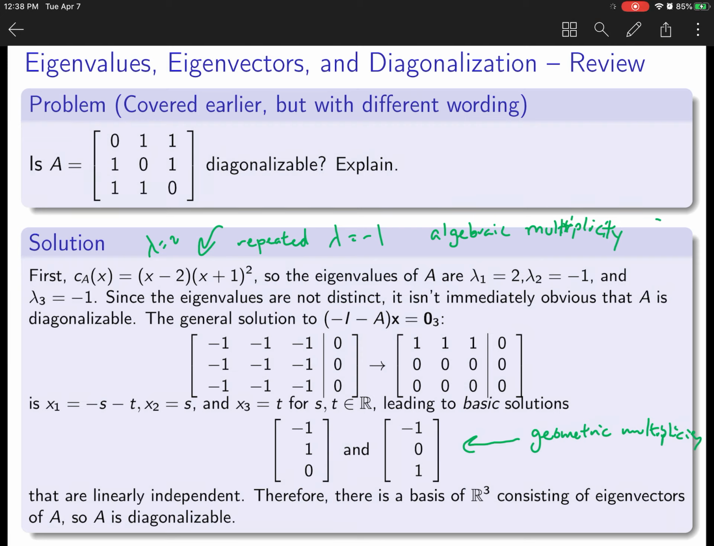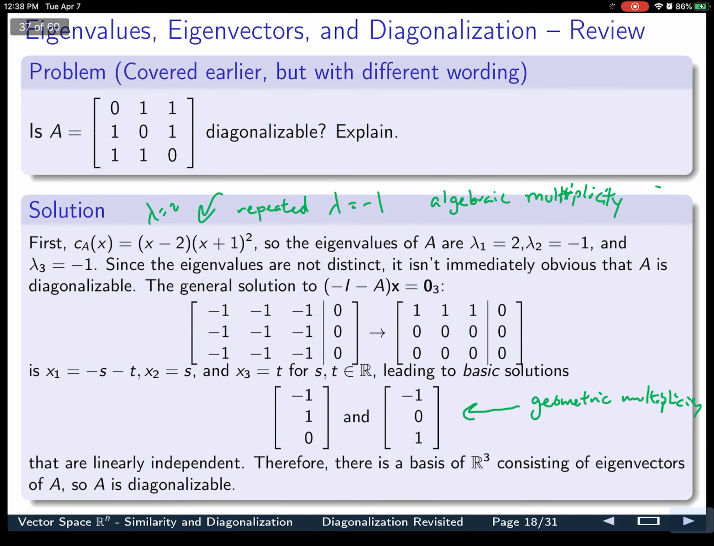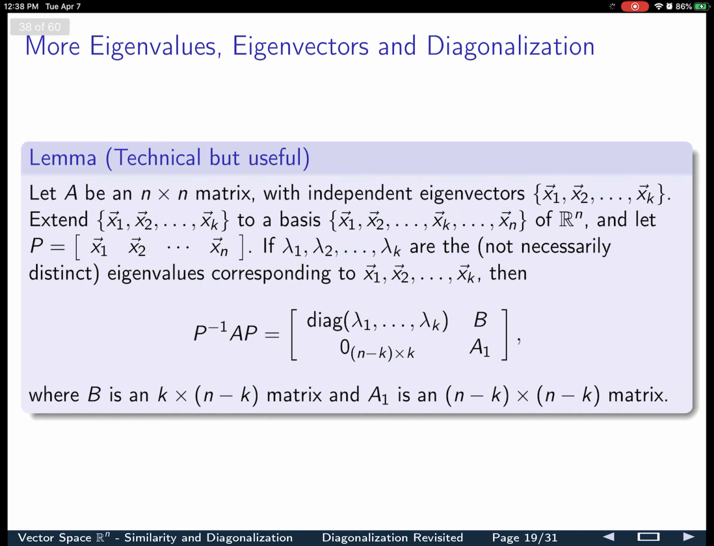Okay, so we're diagonalizable here. All of the algebraic multiplicities line up with the geometric multiplicities, and we're good. Do I even want to talk about this one? This is technical. I don't know that it will actually be that useful for us.